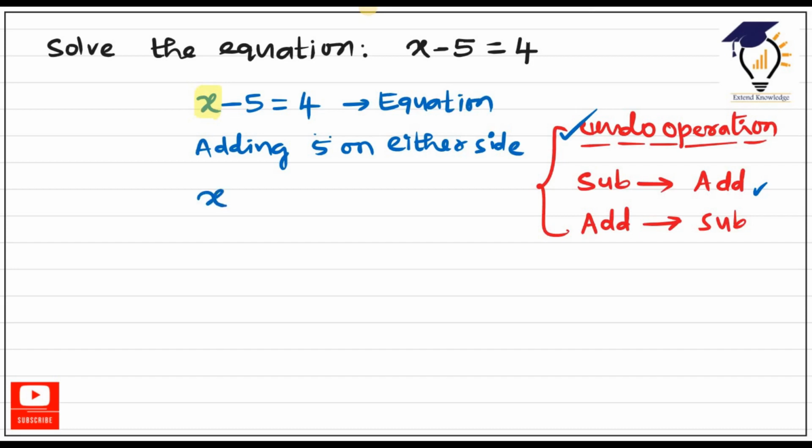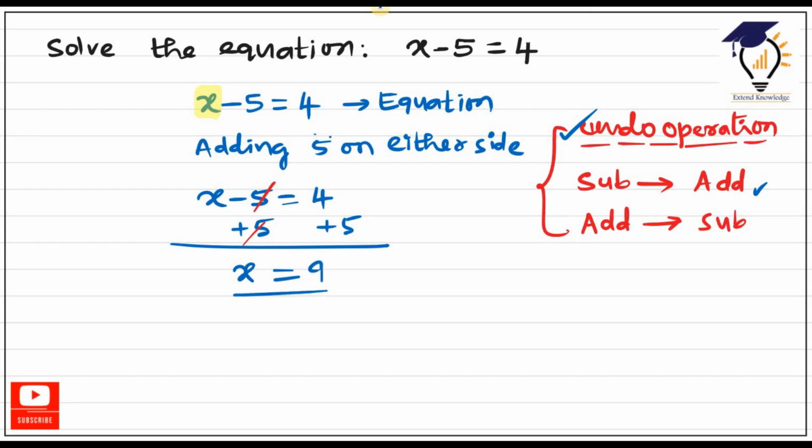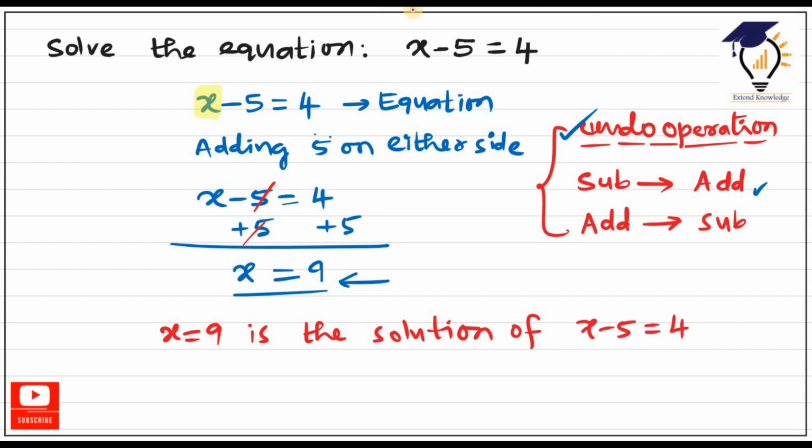What happens? x minus 5 is equal to 4, and then plus 5 is added. Look at how it changes. Now positive 5 and negative 5 give us nothing, so x remains on the left hand side, and on the other side 4 plus 5 is 9. So we are left with a variable on the left hand side and a constant on the right side. That is a simplified answer, and x is equal to 9 is the solution of the equation. This is the solution of x minus 5 is equal to 4.